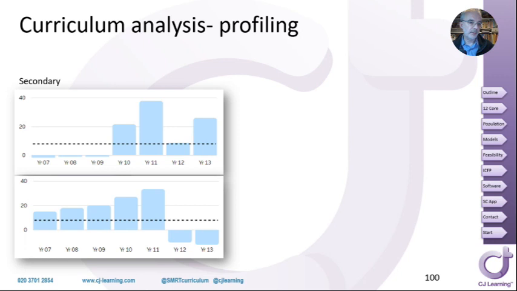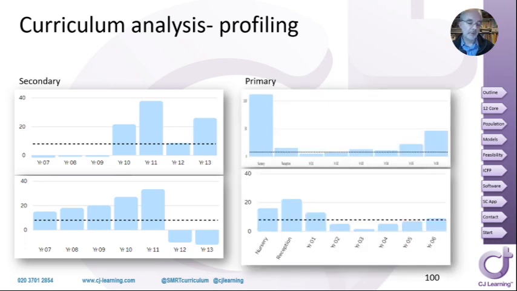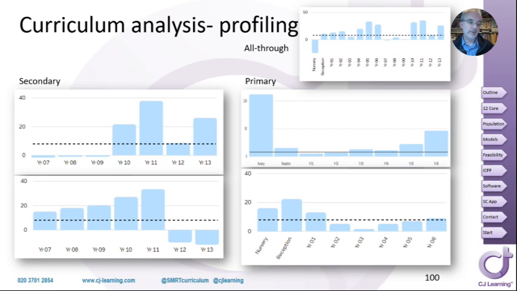So 2 examples of a secondary profile, 2 examples of a primary profile, and again that view of the all-through profile. Now, the two things that make a difference to curriculum enhancement, the charts that you see in front of you, the height of that blue line above the dotted line, which is the 8%, are the number on roll and the amount of delivery time.